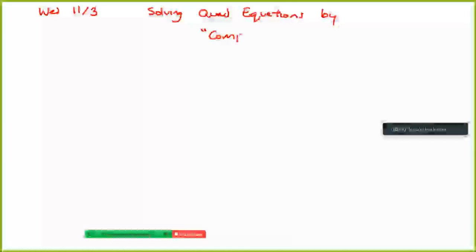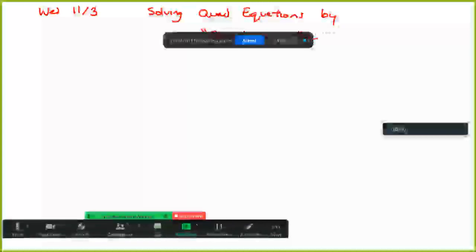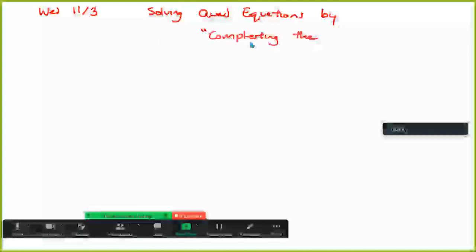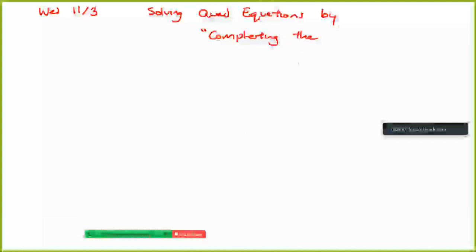Completing the square. So this whole unit 4 has all been about solving quadratic equations. And what we've seen are two different ways so far to solve for x. We're just trying to find out what is x equal to.